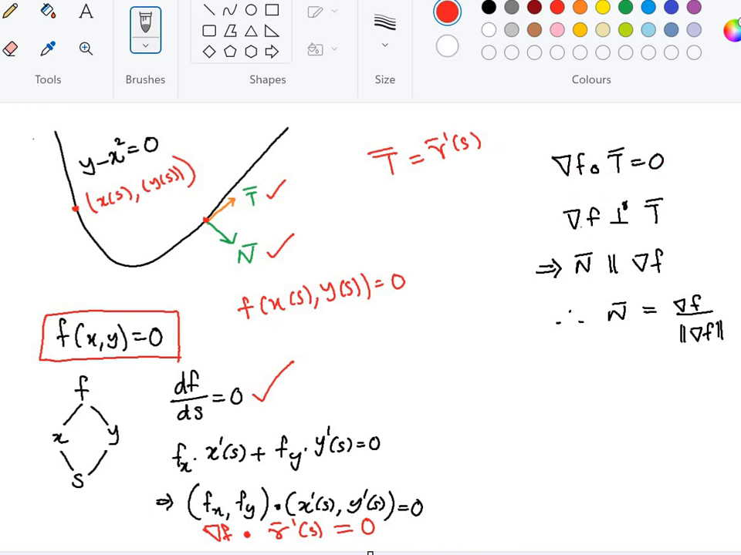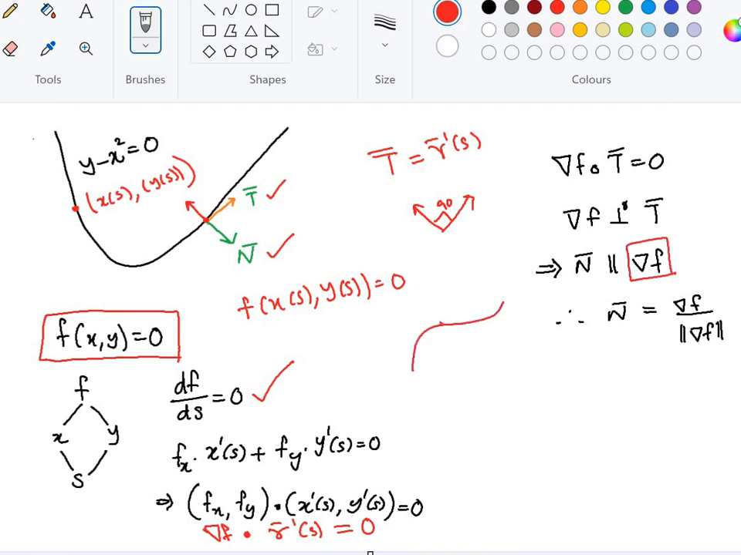That says that del f and t bar are perpendicular to each other. So if this is del f, then t bar will be 90 degrees to that. So this angle will always be 90 degrees. So what it says is this del f vector is perpendicular to t bar vector, meaning if this is the t bar direction, the del f direction will be either this or this, right? So it's giving you the normal direction. So the n bar vector, the normal vector, is parallel to the del f direction, or you can say that the gradient vector is always in the normal direction to a curve.